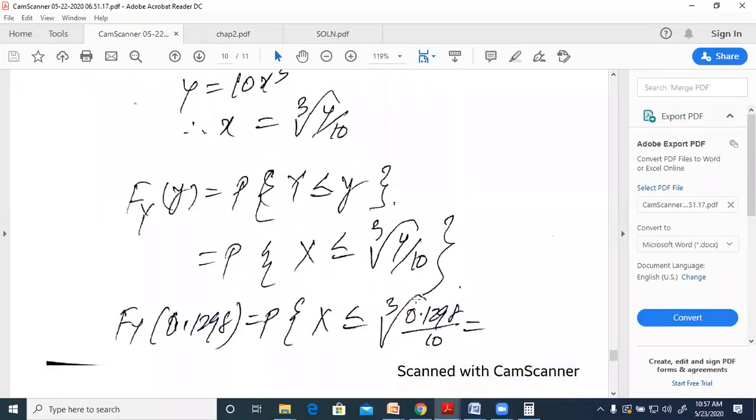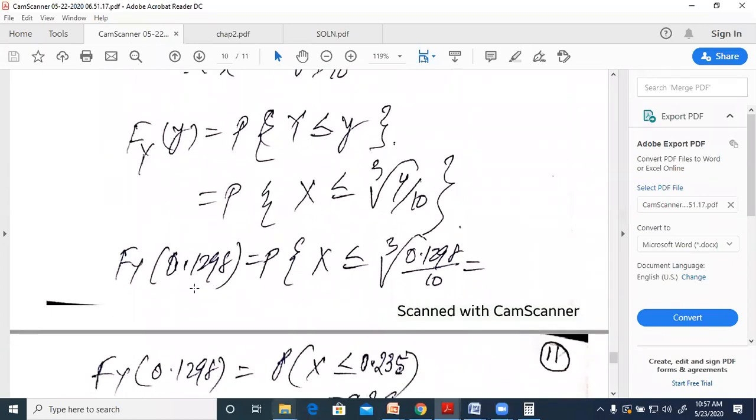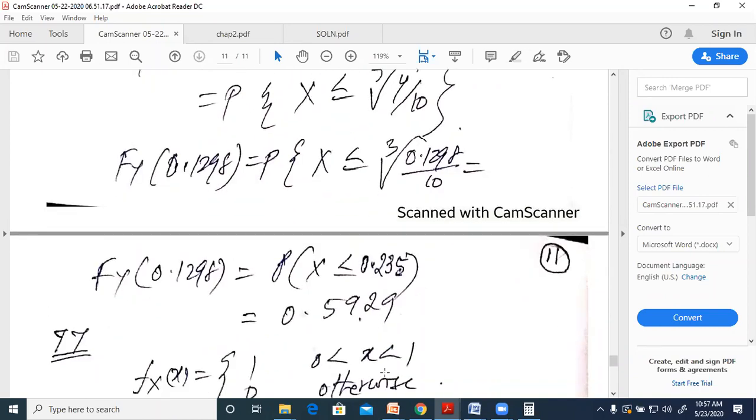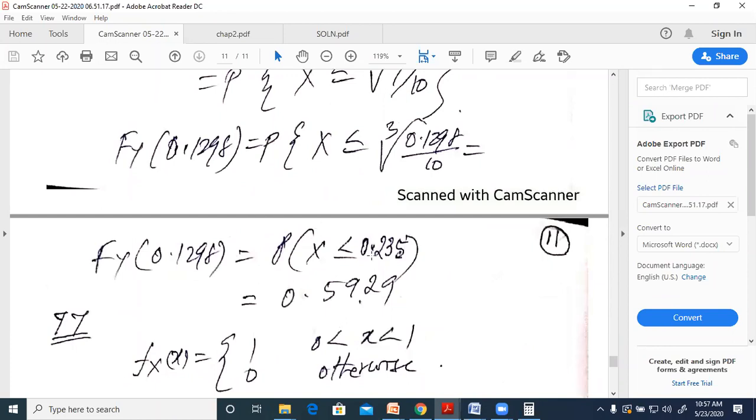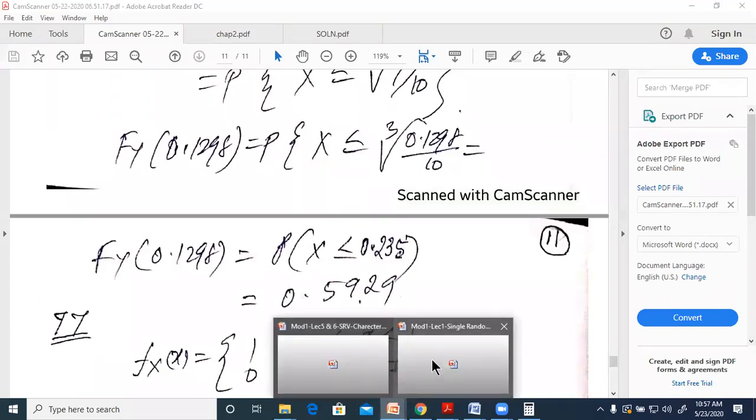And if you try to write there the value of y, we want to find F_Y(0.1298). So therefore the value of y is this. So here y should be substituted with 0.1298, divided by 10, and cube root of 0.1298 by 10 will be 0.235. So from the table, this value 0.235 you can read, and that turns out to be this. You go back to the table here.